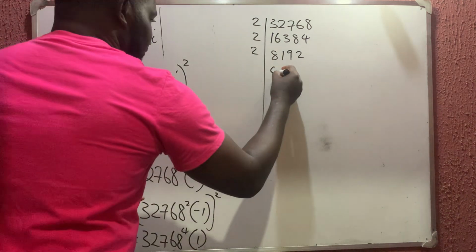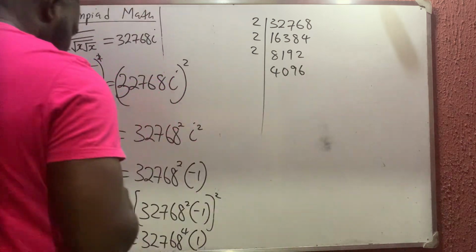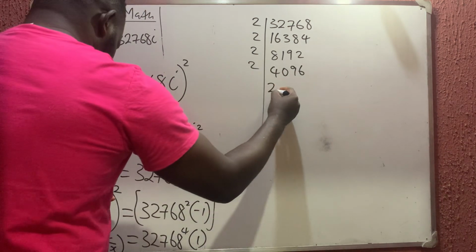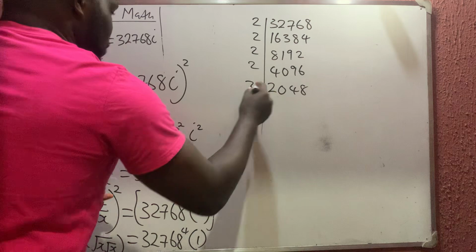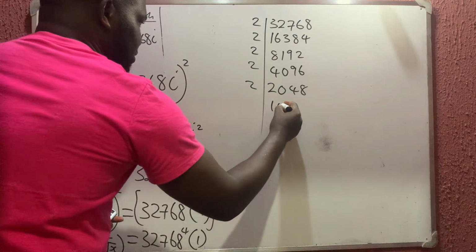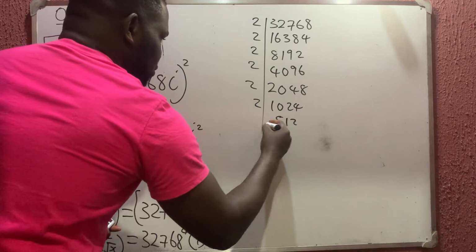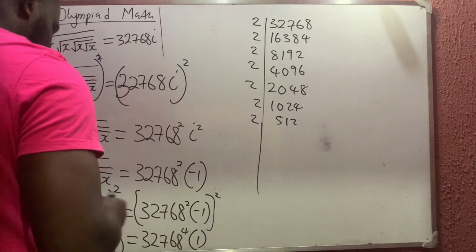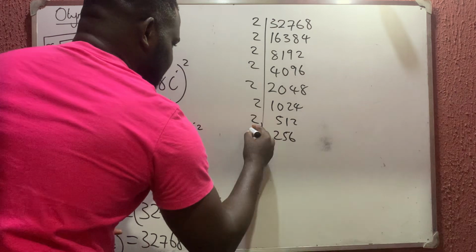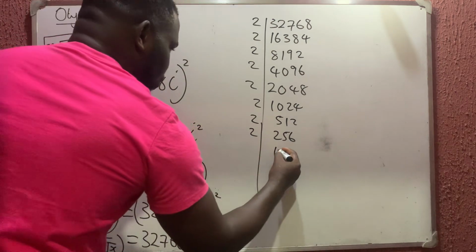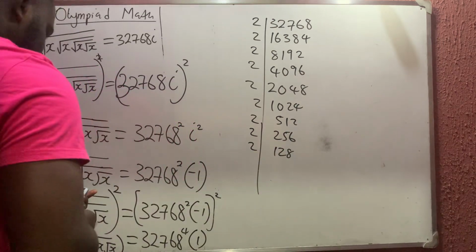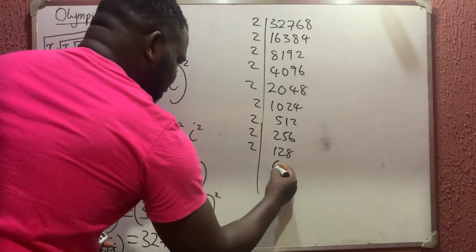I'm going to have 4096. 2 again, I'm going to have 2048. 2 again, I'm going to have 1024. 2 again, I'm going to have 512. Okay, 2 again, I'm going to have 256. 2 again, I'm going to have 128. 2 again, I'm going to have 64.